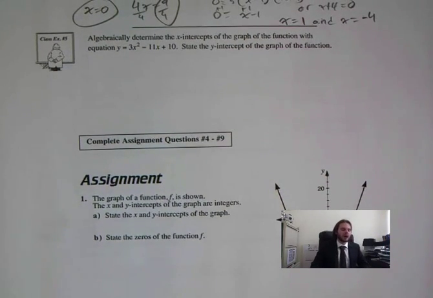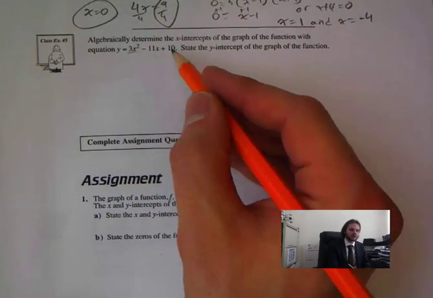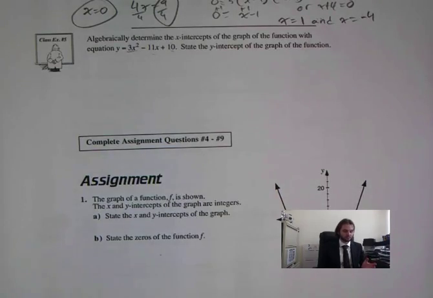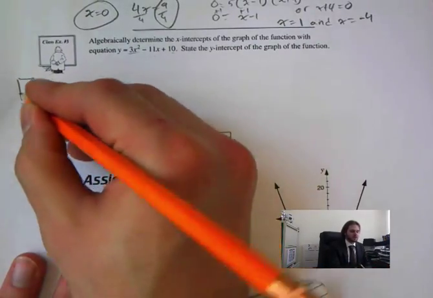Last question. It says, algebraically determine the x-intercepts of the graph of the function with the equation like this. So it wants us to do this again algebraically. Okay? So we could do it, and we could always check our work using our graphing calculator. But we're going to do this algebraically. Now, start off, is there anything we could divide this by? No. So I'm going to have to use my box method here, and the more complicated one.